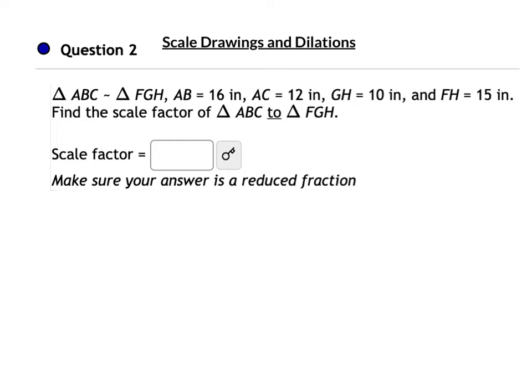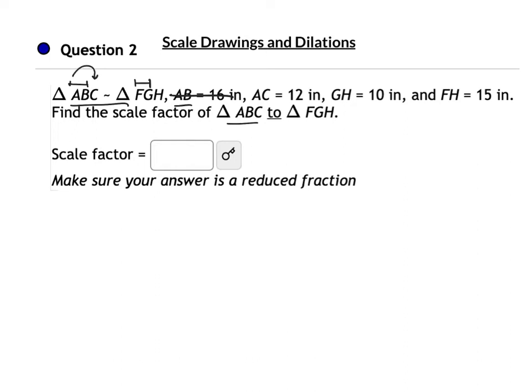Here we have 2 similar triangles. They told us the order. They've stated it correctly for us. And we want the scale factor of ABC, that's going to be first, then, to triangle FGH. We need 2 sides that correspond. AB, that's the first 2, would correspond with FG. Well, they don't give us FG, so that one's not useful.